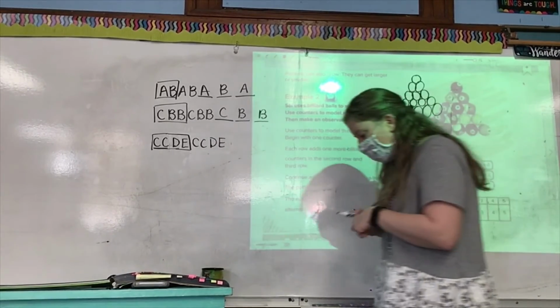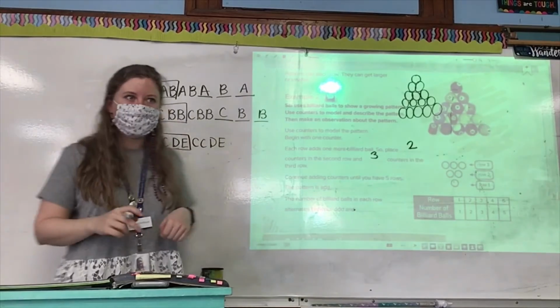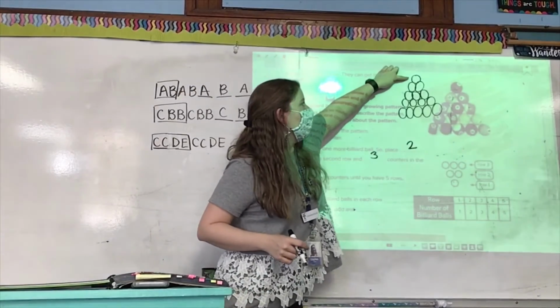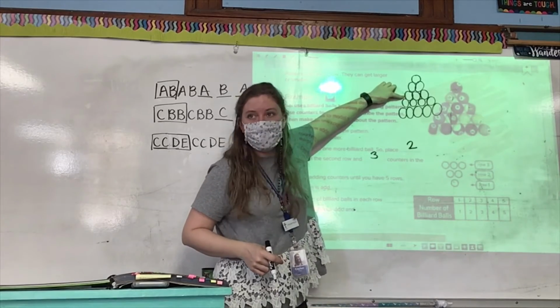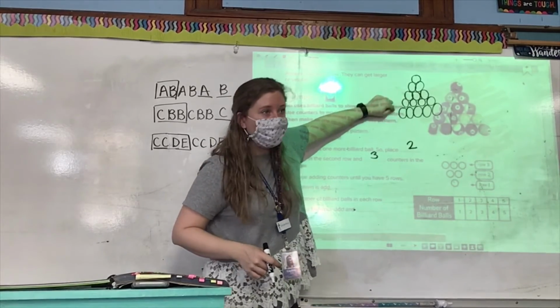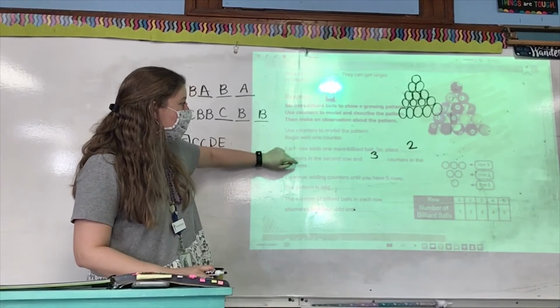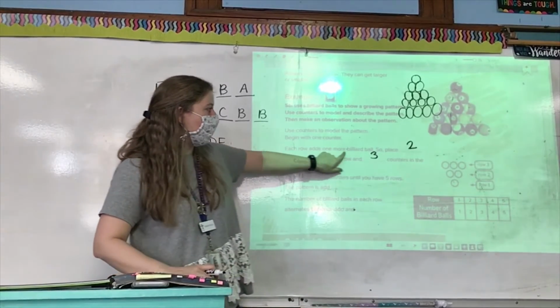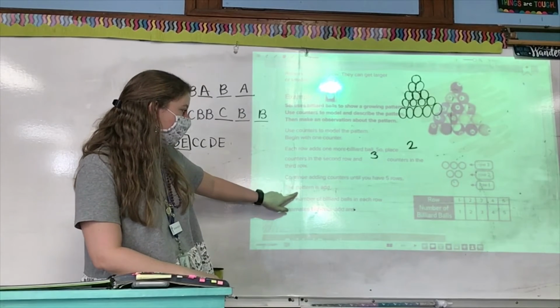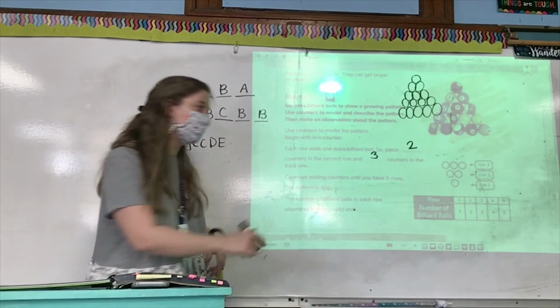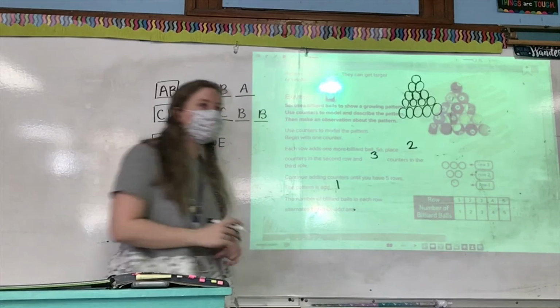So every time, the pattern is to do one thing. I started with 1, then I got 2, then I got 3, then I got 4, then I got 5. It said that each row adds 1 more billiard ball. So that means my pattern is to add 1.